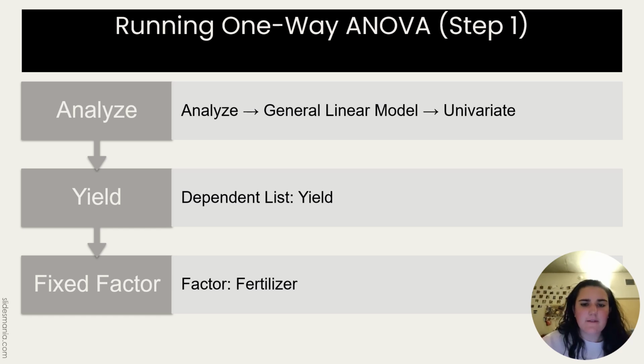Once inside the Univariate window, move yield into the dependent variable box. Move fertilizer into the fixed factor box. Fixed factor simply means a categorical variable whose levels we are comparing. In our case, that would be the 3 fertilizers. A quick example would be if you were comparing different teaching methods or drug treatments, those would also be considered fixed factors. At this point, we are almost ready to run, but first, we need to tweak a few options to make your output complete.